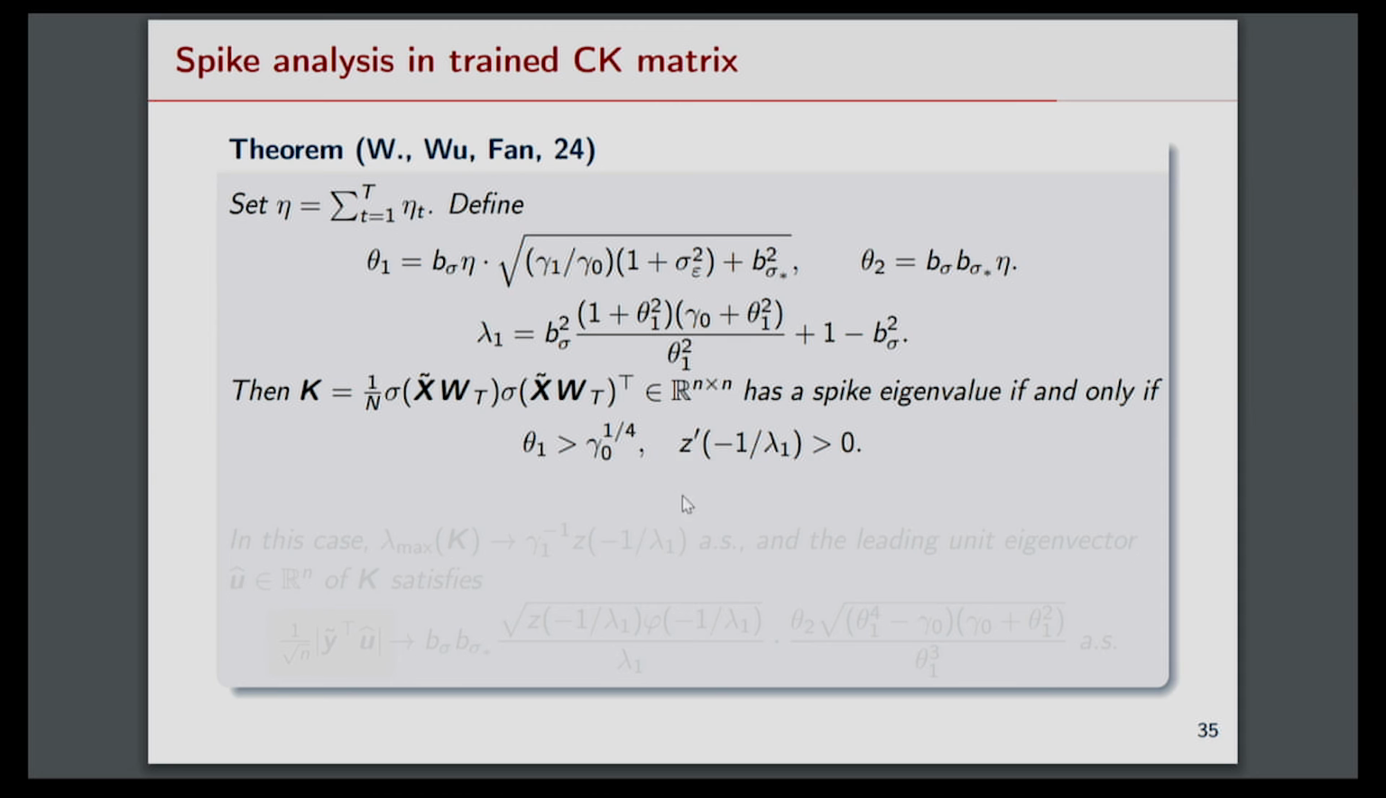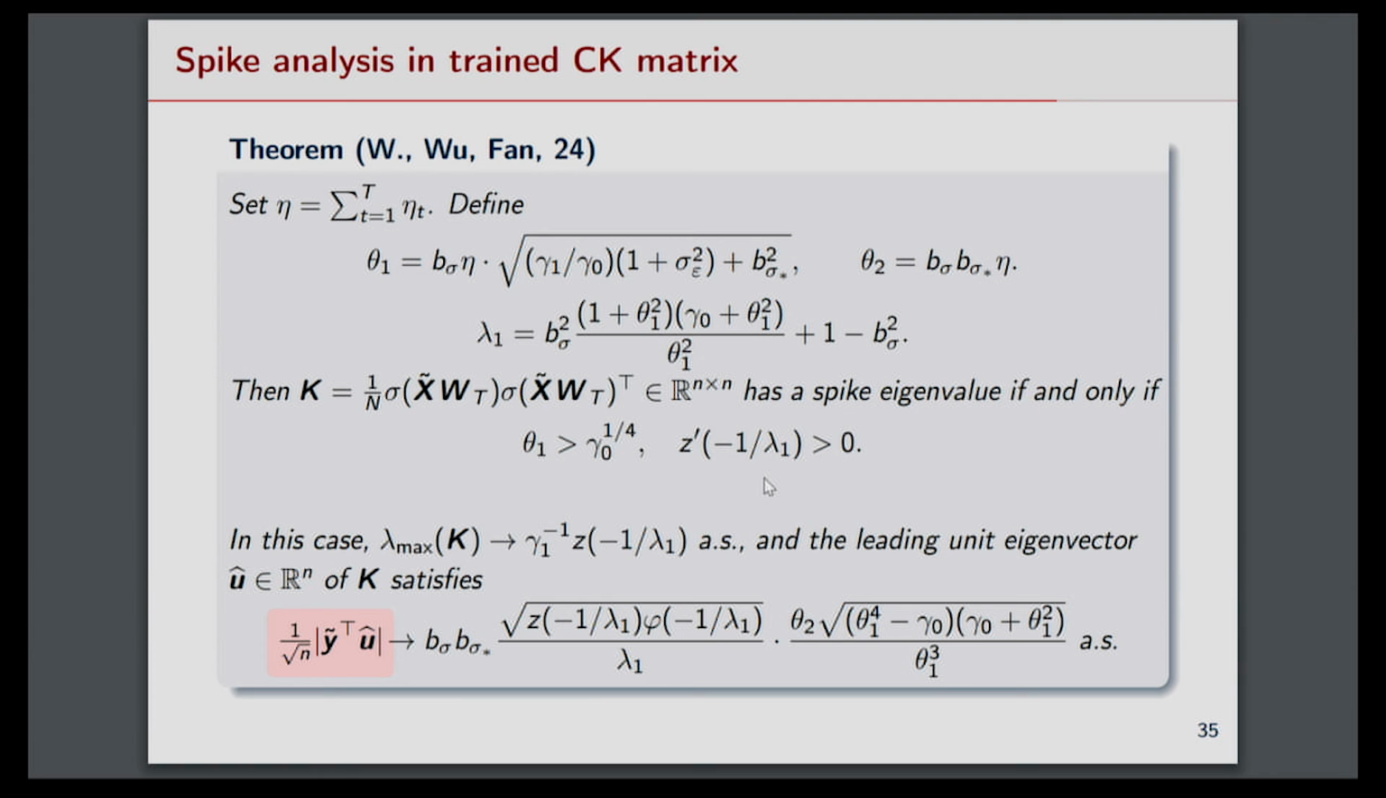Here, eta is just the accumulation of the learning rate at step t. Then using the learning rate and other ratios, we can define some parameters: theta 1, theta 2, and lambda 1. It turns out this trained CK matrix will have a spike eigenvalue if and only if this condition is satisfied. It's like the phase transition condition we presented before. And given that, we can also quantify the location of the outlier eigenvalue and the eigenvector.